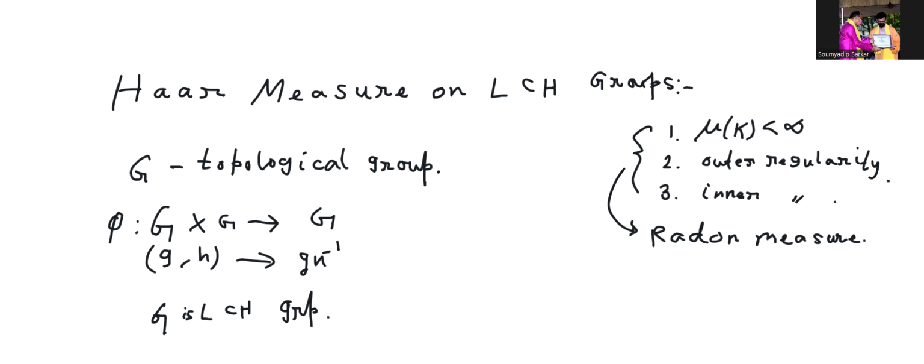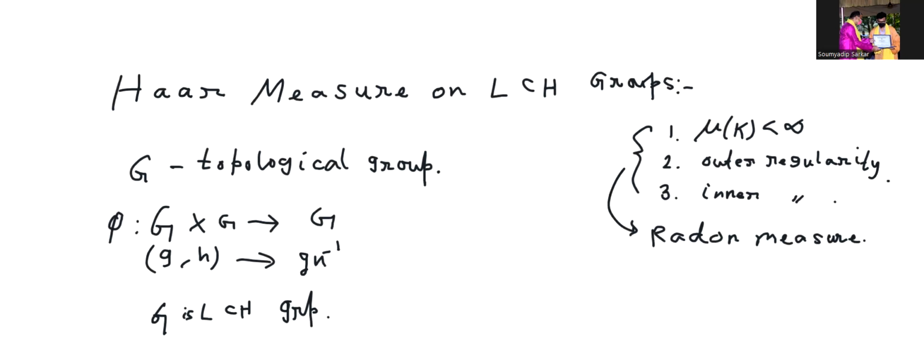Suppose you have this locally compact Hausdorff group. So first of all, let me explain what a topological group is. Suppose you have a topological group G. So G is a set on which you have a group structure, on which you also have a topology, and these two operations are compatible with each other. That means if you look at the group operation from G cross G to G, (g, h) goes to g h inverse, this operation is continuous in the given topology of G.